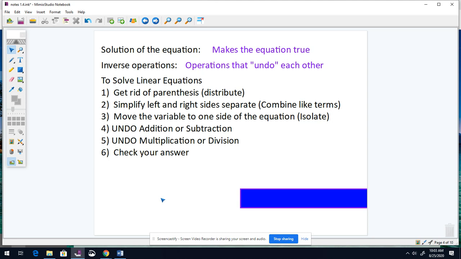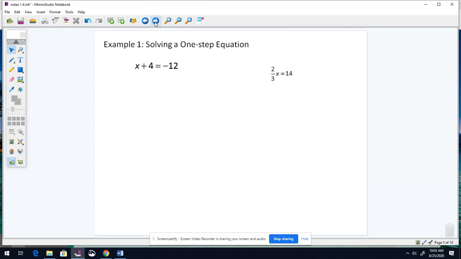See, if you put -1 back in for x, you get a balance, both sides being equal. So we're just going to go through and practice. I'm going to take you through some, and then we'll give you a chance using Delta Math to try some on your own.